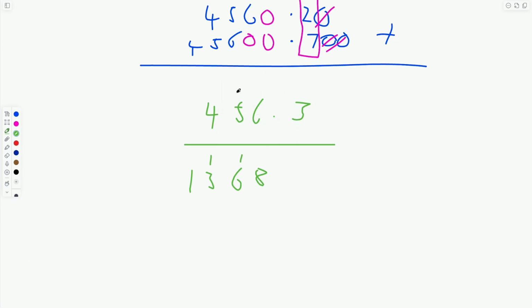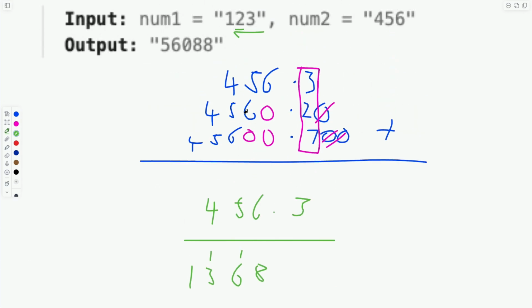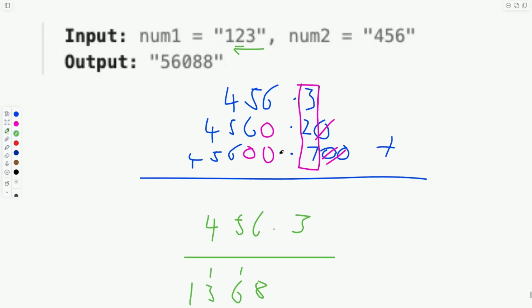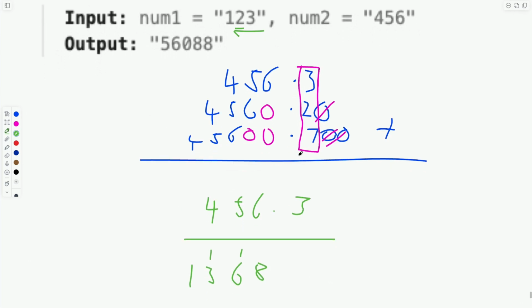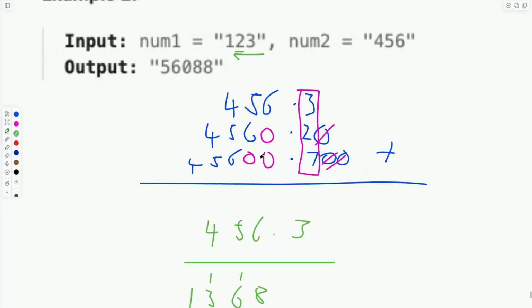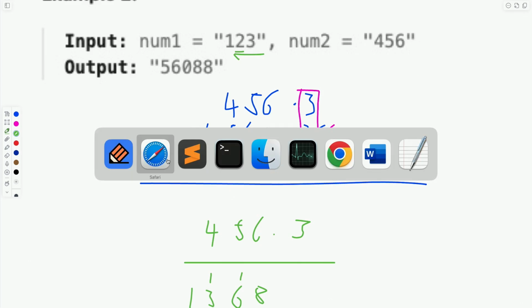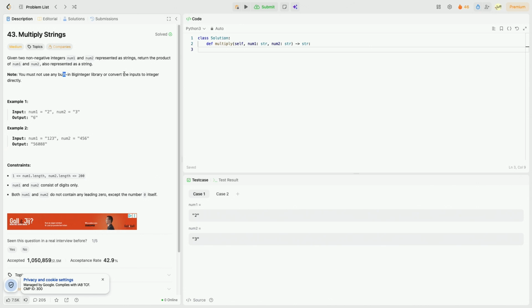I think we should put this mechanic into a little helper function, and this mechanic into a little loop that just uses the helper function. I think that would make it quite easy for us to implement the solution where we really only look at individual digits and don't compute it directly, as the problem says, where we convert the inputs to integer directly. So we only convert the digits, but not the whole numbers.